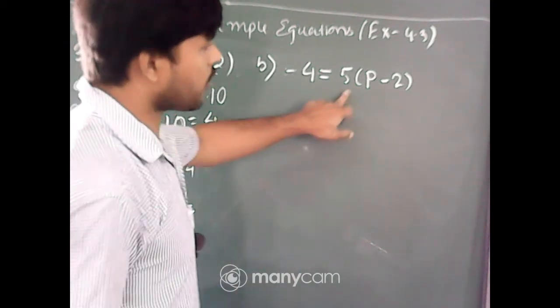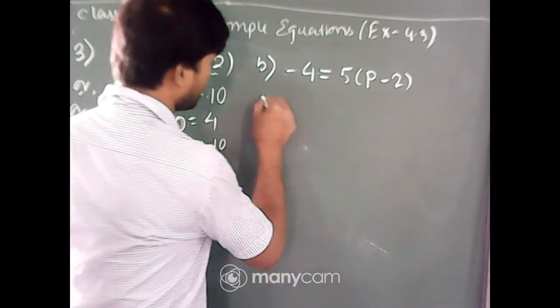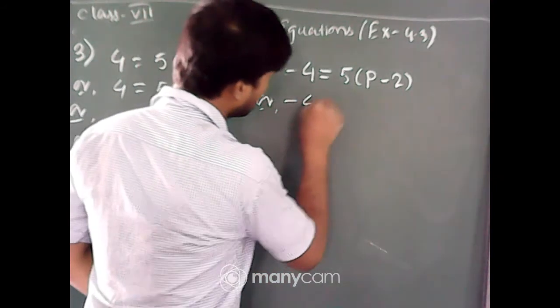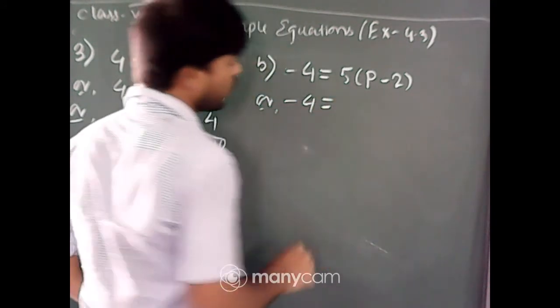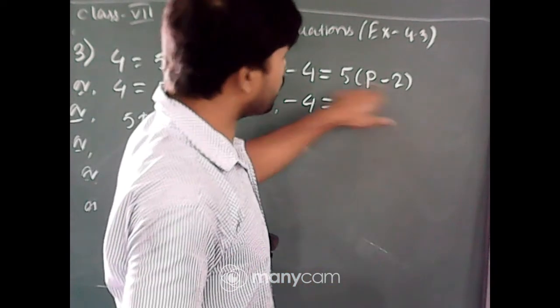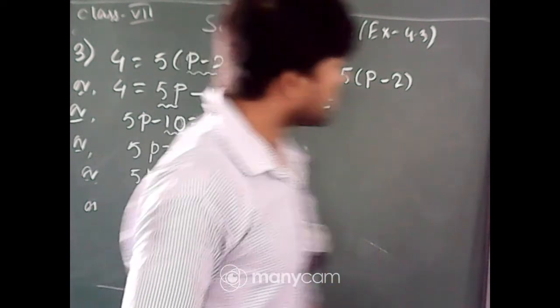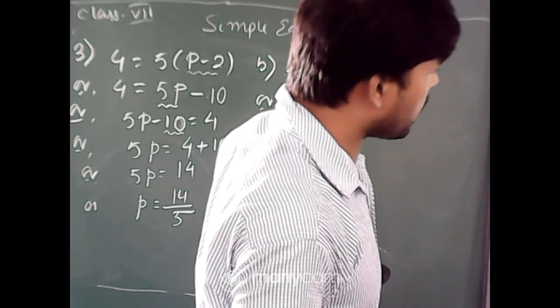Okay, so first remove this bracket. That means minus 4 will be equal to, now if I multiply p minus 2 by 5, so what will be the answer? Yes, already you have answered it.